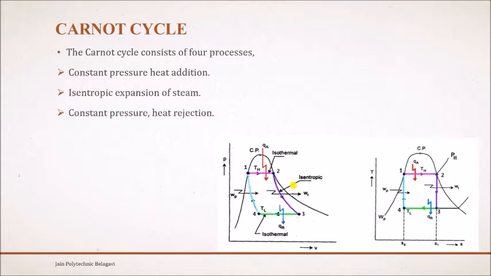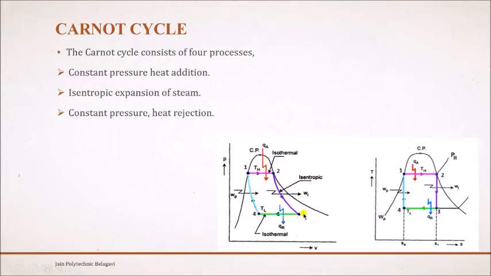it is sent to heat rejection, meaning the steam is sent to the condenser. In the condenser, the steam gets converted into water. That process we call condensation. Using a condenser, we convert the expanded steam into water. That process can be seen in this PV diagram as 3 to 4.